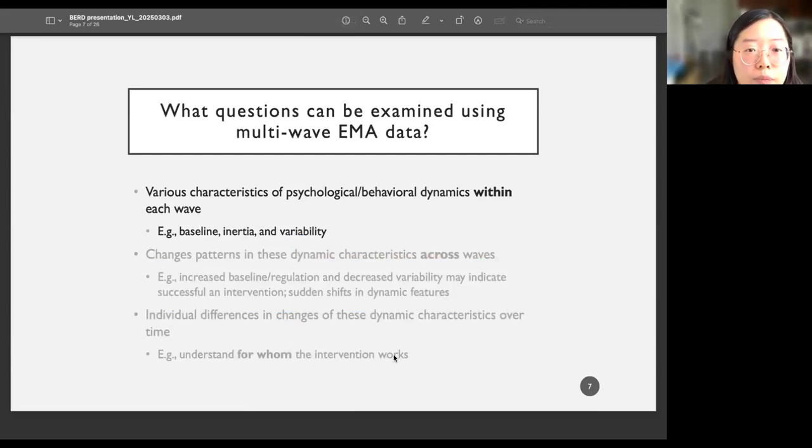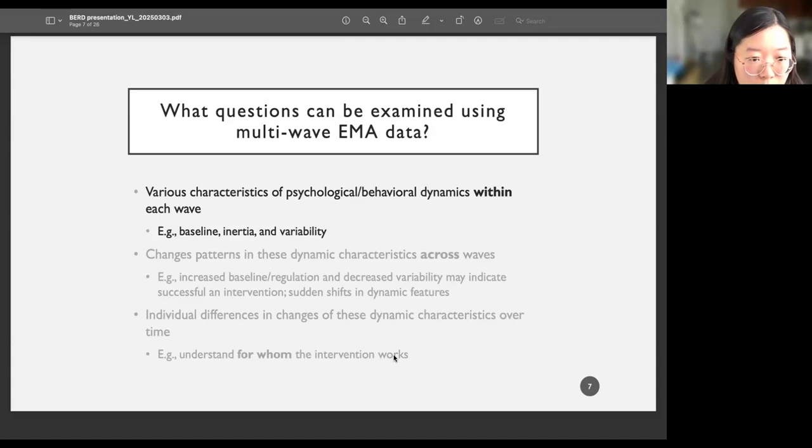Yeah, so you can see that we measure people very frequently. So we have very rich data. What questions can we examine from this multi-wave EMA data? First, we can investigate the various types of characteristics of people's psychological or behavioral dynamics within each wave. Next, I will introduce the 3 interesting dynamic features that are of interest in turn.